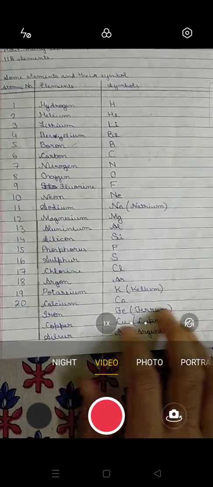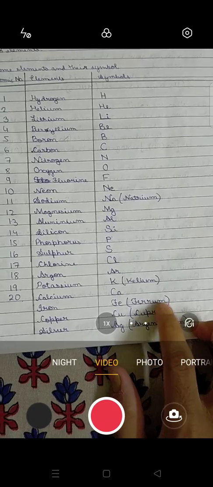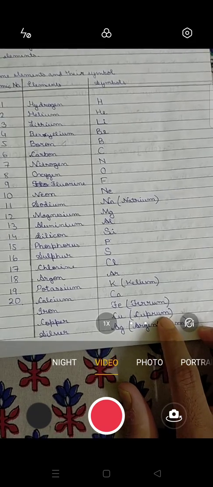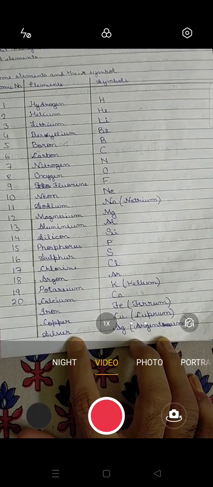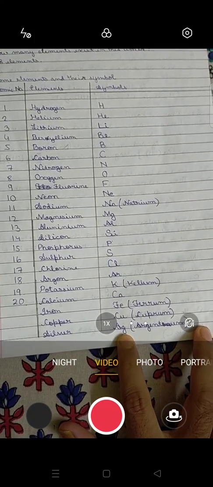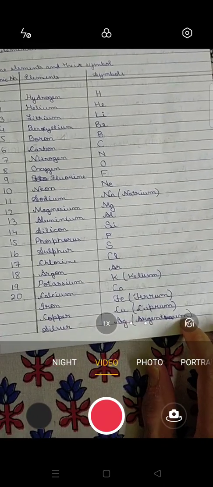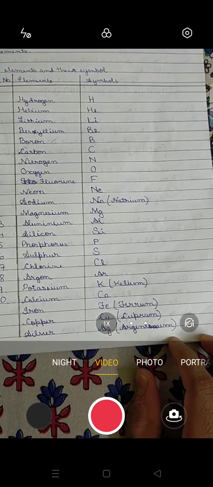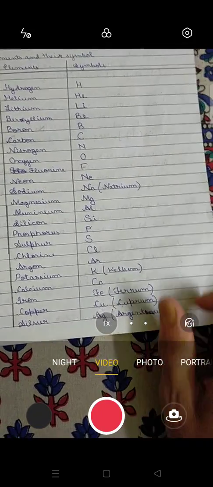Okay. Next is iron. The symbol of iron is Fe. It has been taken from the scientific name, ferrum. Next is copper, Cu, taken from cuprum. Next is silver, Ag. It's called argentum. Remember that silver was first discovered in Argentina. That's why silver is known as argentum. Okay.